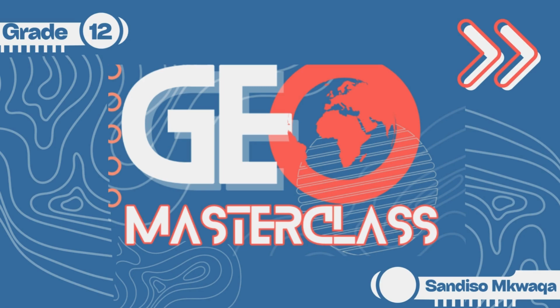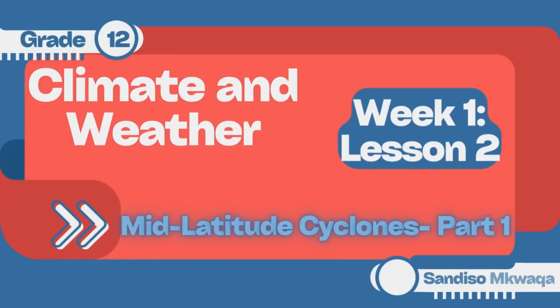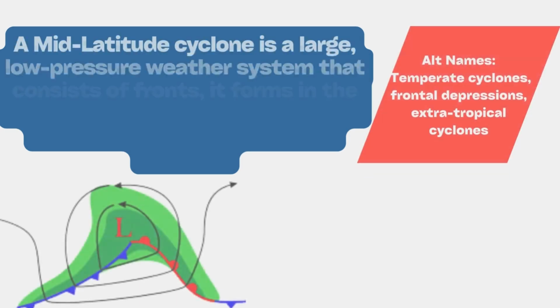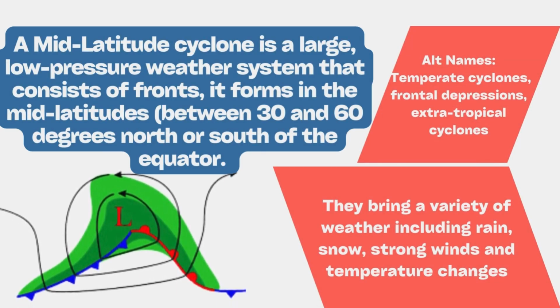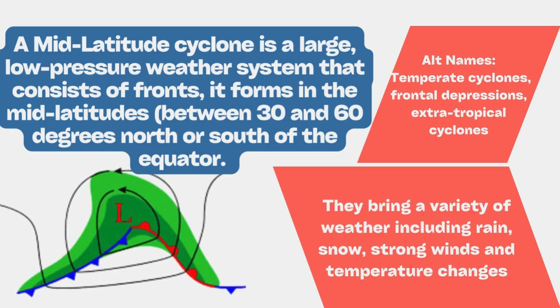So today we are focusing on mid-latitude cyclones. A mid-latitude cyclone is a large low-pressure weather system that consists of fronts. It forms in the mid-latitudes, between 30 and 60 degrees north and south of the equator.